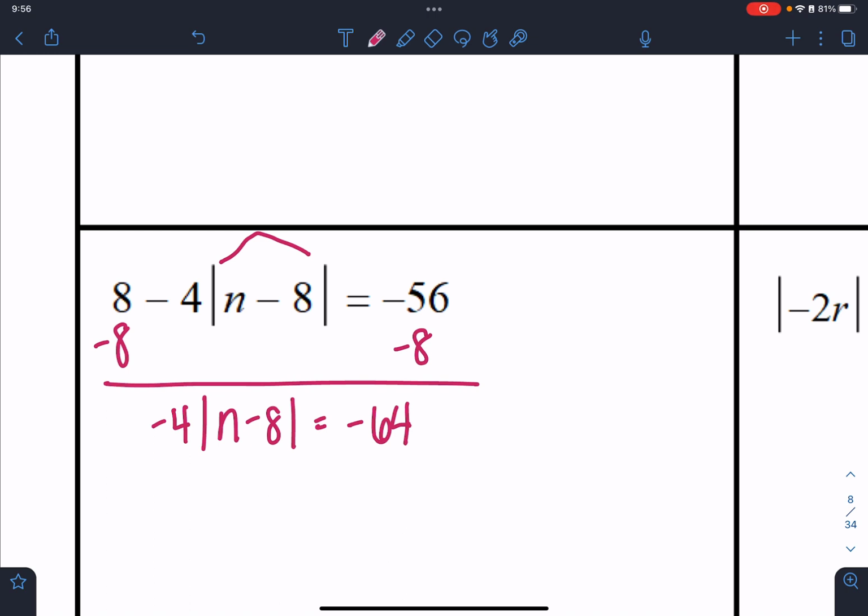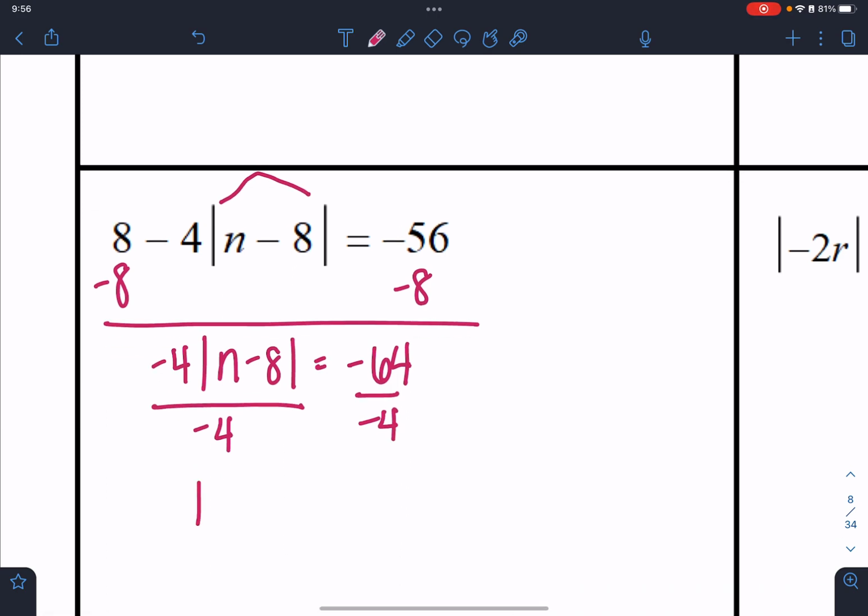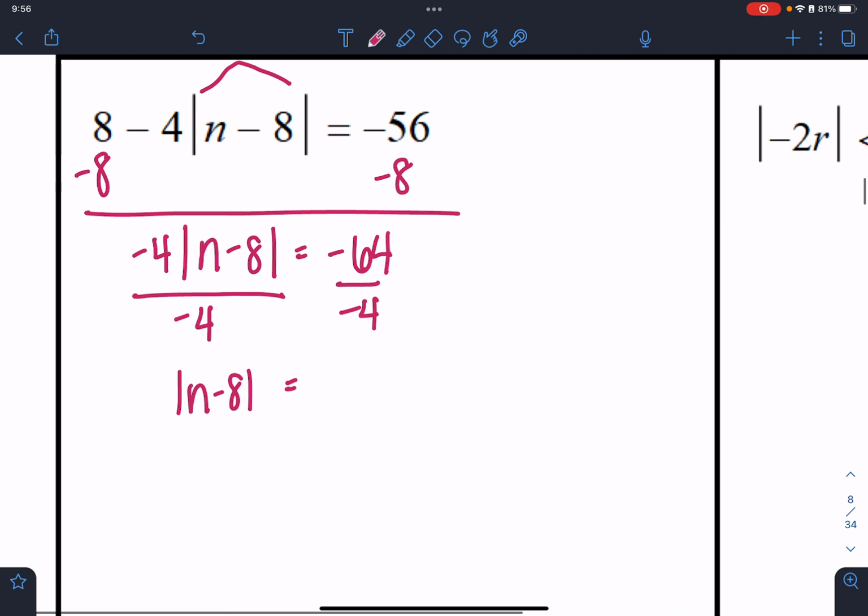Okay, now I can divide. That's negative 4 times, so I'm going to divide. And so whenever I do a negative divided by a negative, that actually gives me a positive number. And what is 64 divided by 4? Did anyone get that? 16. Okay. All right, so then I can set up my 2 answers.